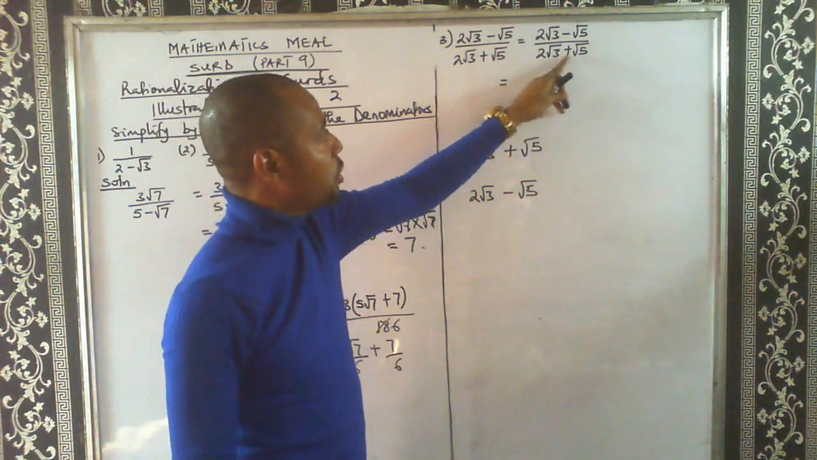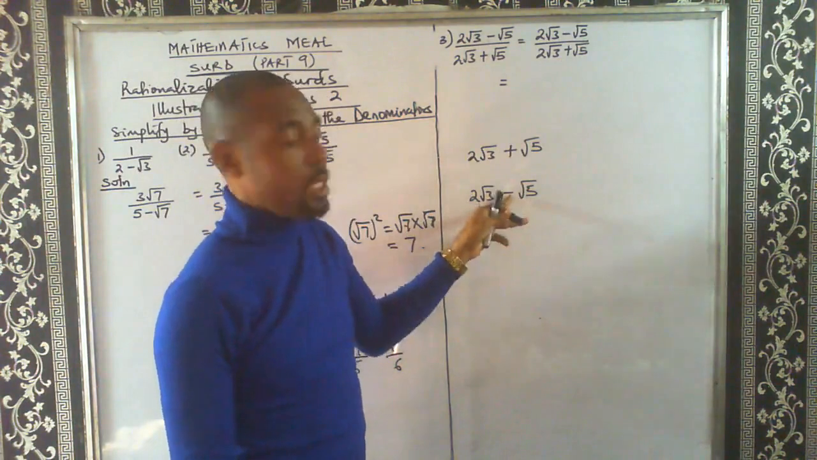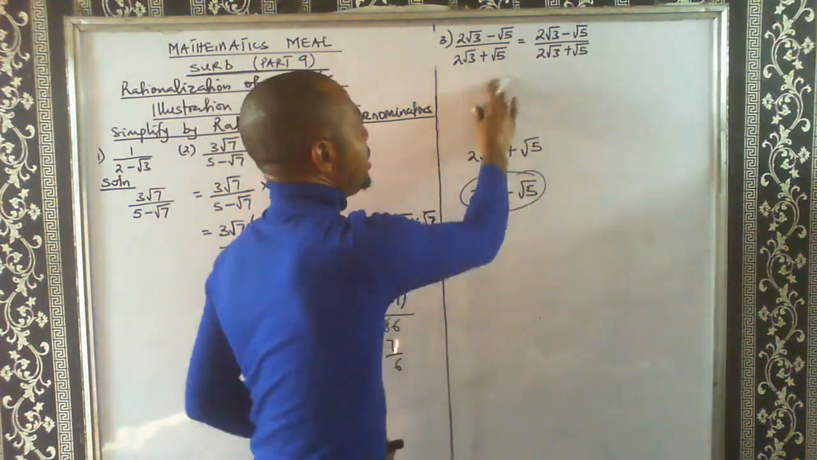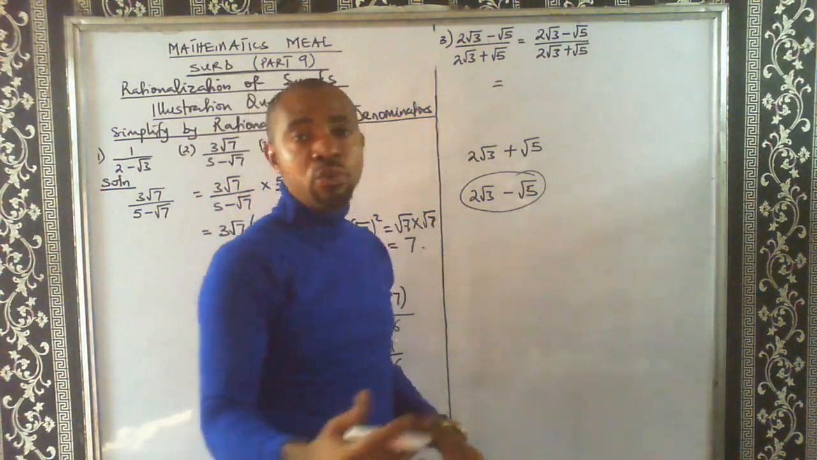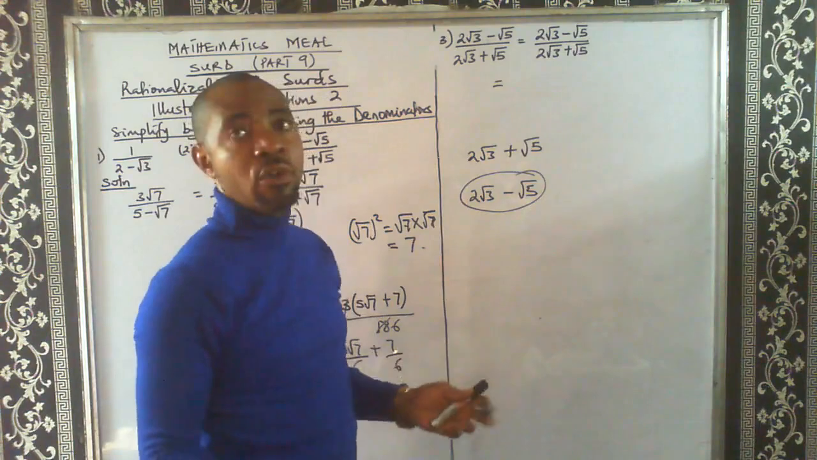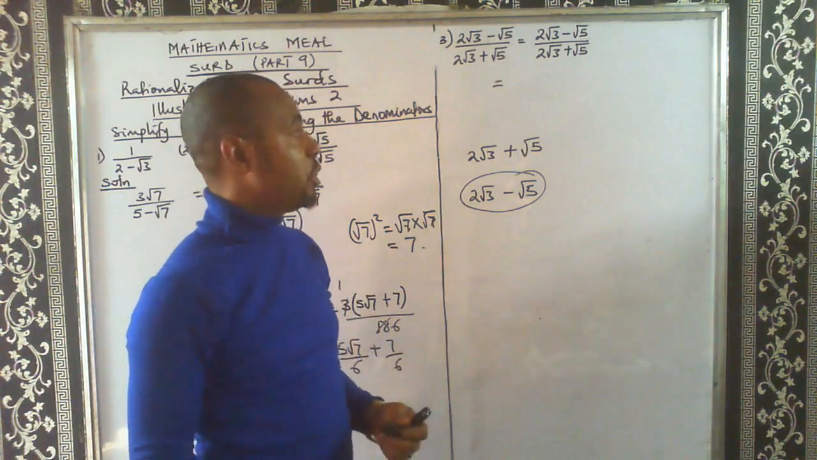To find the conjugate of this, I will remove this positive sign and put a minus sign. So this is our conjugate for the denominator. And it is this conjugate that we are going to use to multiply what? The numerator and also the what? The denominator. That's the conjugate. That's what we are going to use.